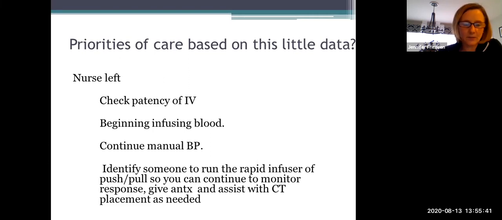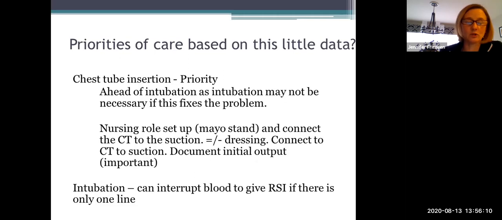Nurse Life, continue doing a manual blood pressure, because if you are in compensated shock, we all know that that Dynamap or automated blood pressure is not terribly accurate. The manual is going to be a whole lot more accurate than what we're going to see on the screen. Then identify somebody to help run that rapid infuser or push-pull, because Nurse Life, we want you to be freed up to monitor responses, to give antibiotics, to give any drugs that are needed, and to possibly assist with chest tube placement or any other surgical procedure.